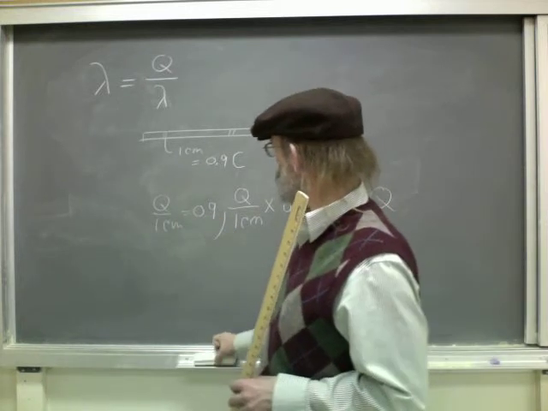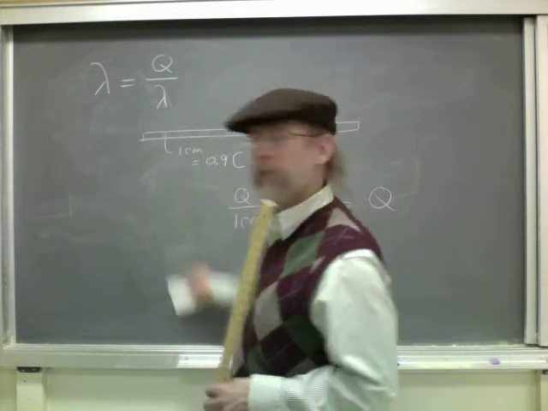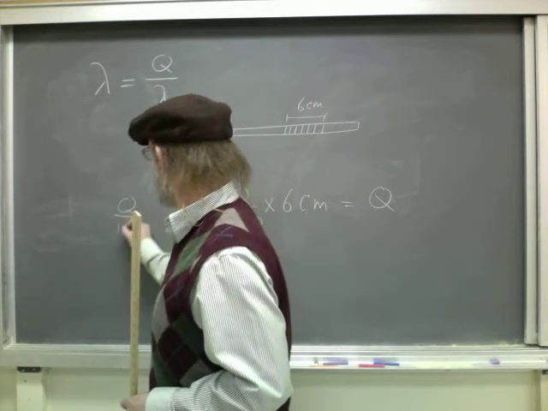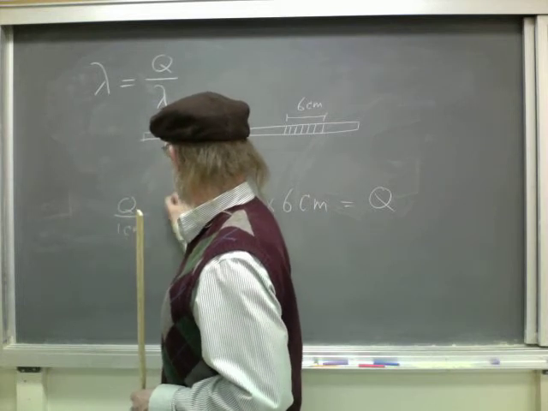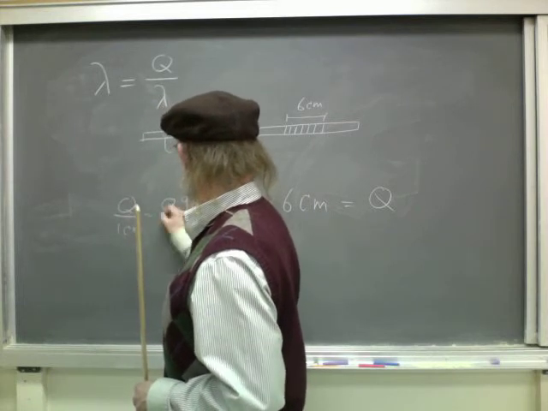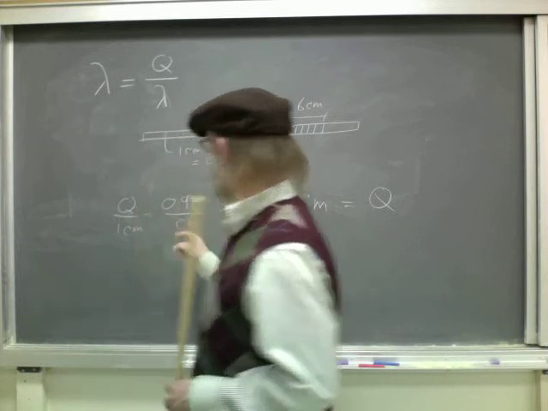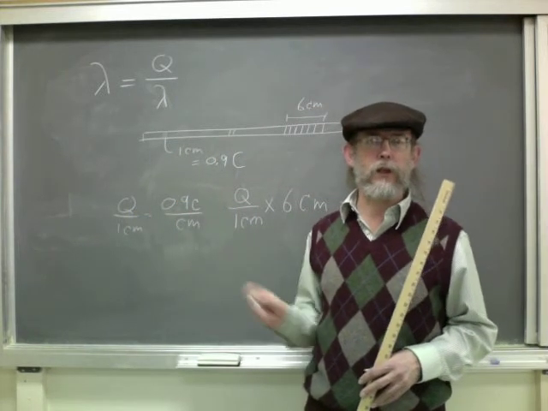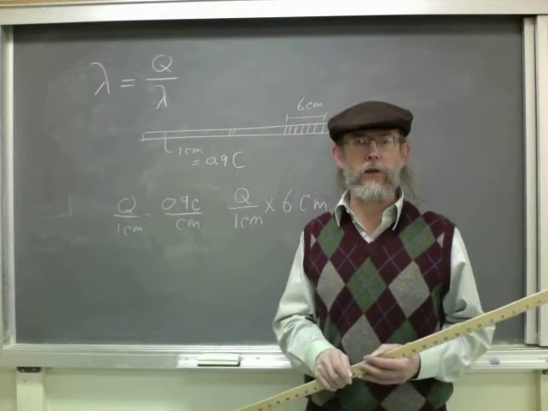Actually, I should give myself a little more room and include the units. So 0.9 coulombs per centimeter. The 0.9 coulombs per centimeter is the concentration of charge on the stick.